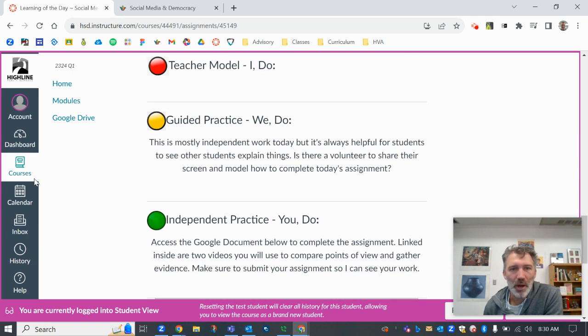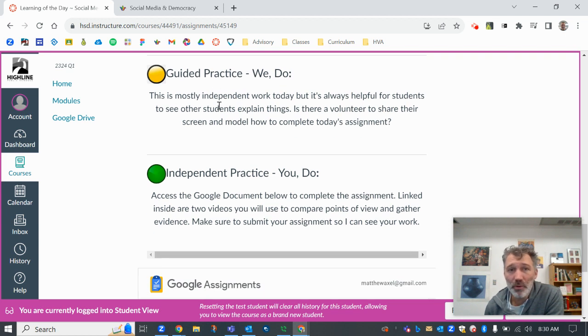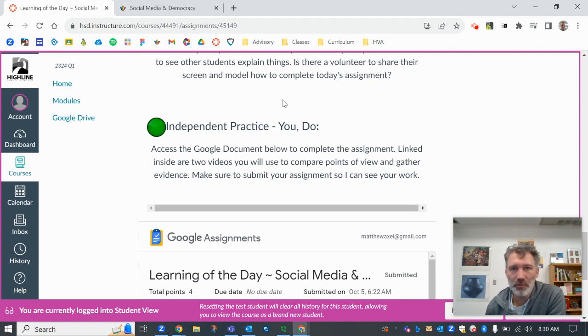Okay, so I'm going to put this video right here. Guided practice would be really helpful if someone after this video is able to share their screen and just kind of model this for students. It's always easier if you see someone else do it. I'm trying to make this look the same as it'll look for a student, but you know how it goes.